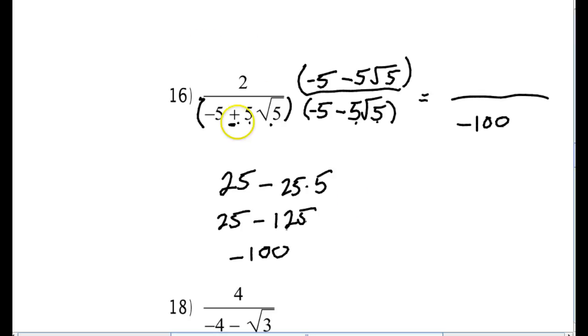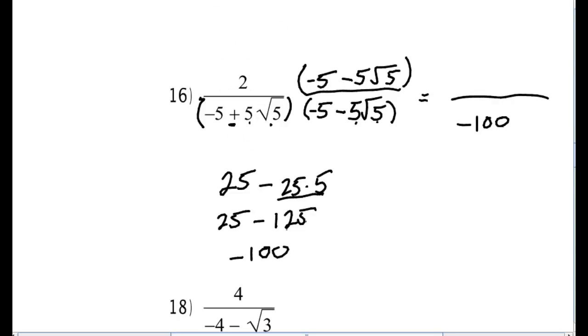So that last part, just think about what we're actually doing here. It's not so bad. I know what 5 times 5 is, that's 25. I know root 5 times root 5 is 5. I know 25 times 5 is 125. And I know that 25 minus 125 is negative 100. So each of those little steps by themselves is basic arithmetic. We just have to make sure we do it in the right order and we don't skip anything.